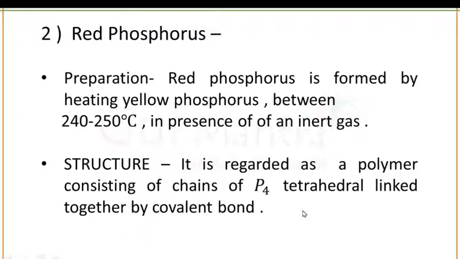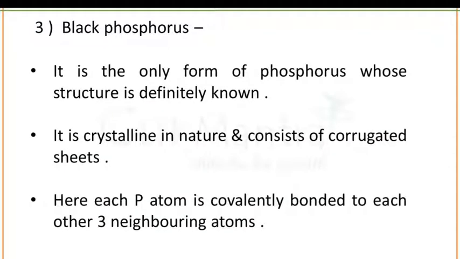The main sources of phosphorus are milk and meat, especially chicken, pork and organ meats. This is about phosphorus, not about red phosphorus. Now the black phosphorus.